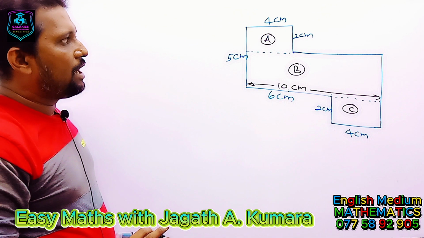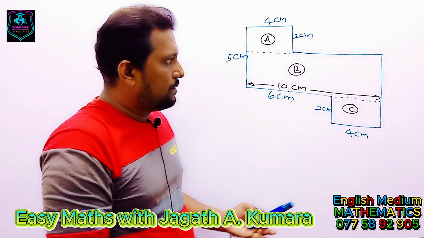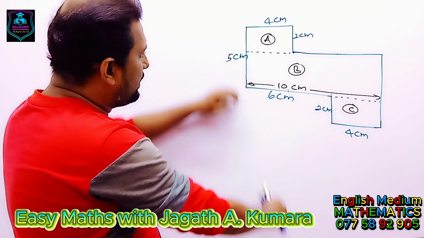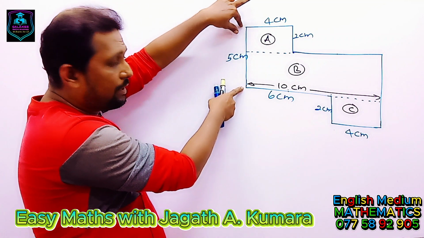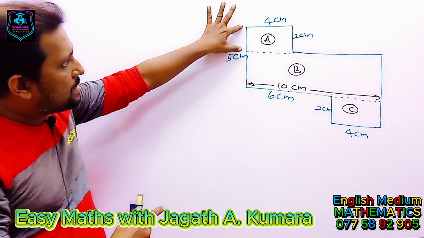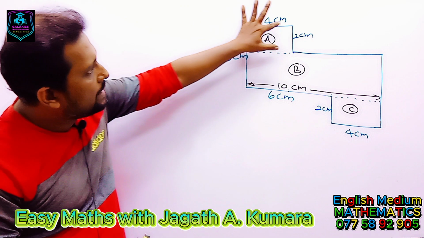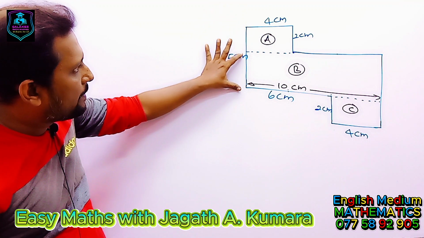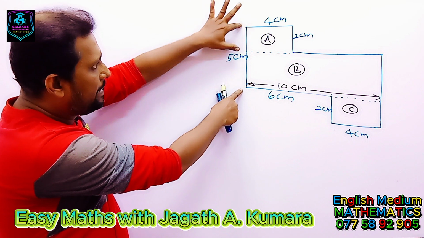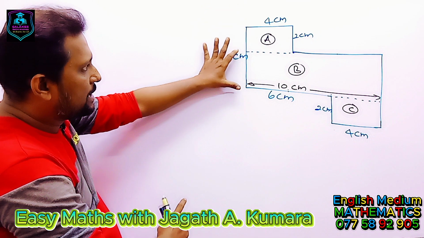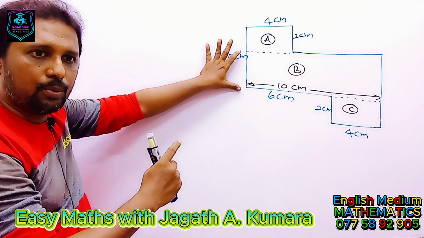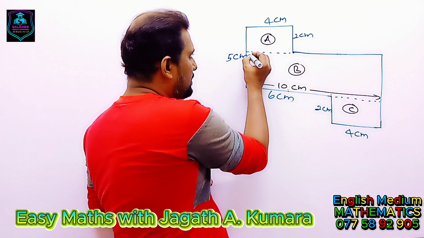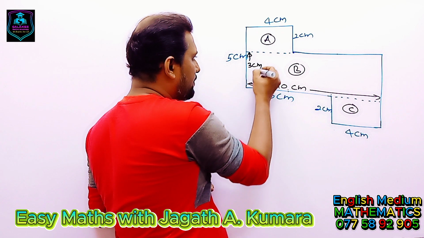Then also you have to find the breadth of it. How can you find breadth? This length is 5 centimeters. What is the length of this one? It is equal to 2 centimeters. So total length is 5 centimeters, this part is 2 centimeters. So this part should be 5 minus 2. It should be 3 centimeters.